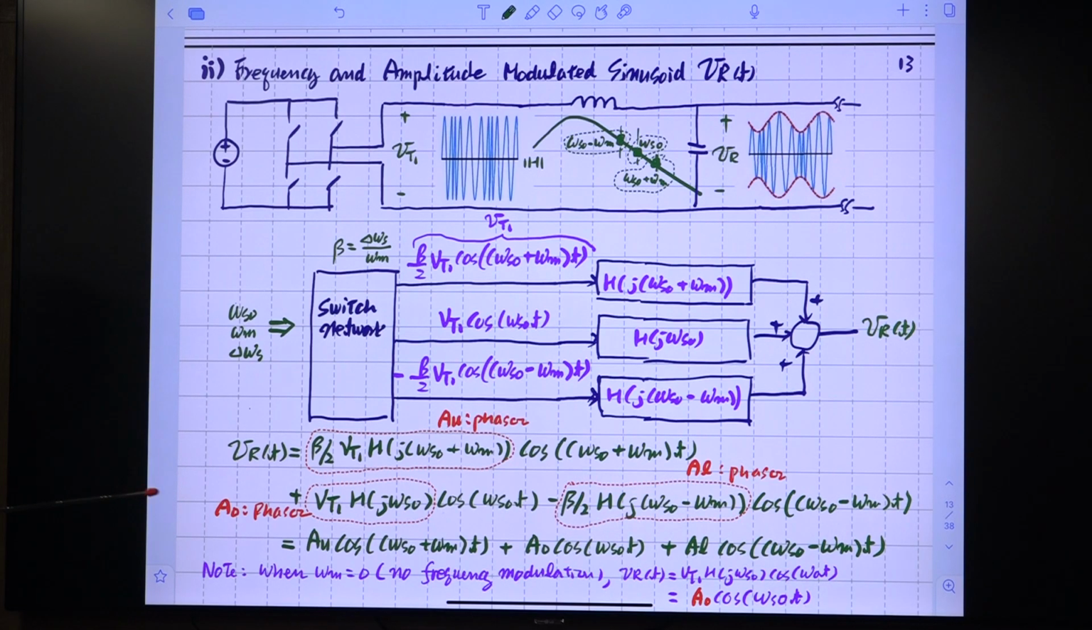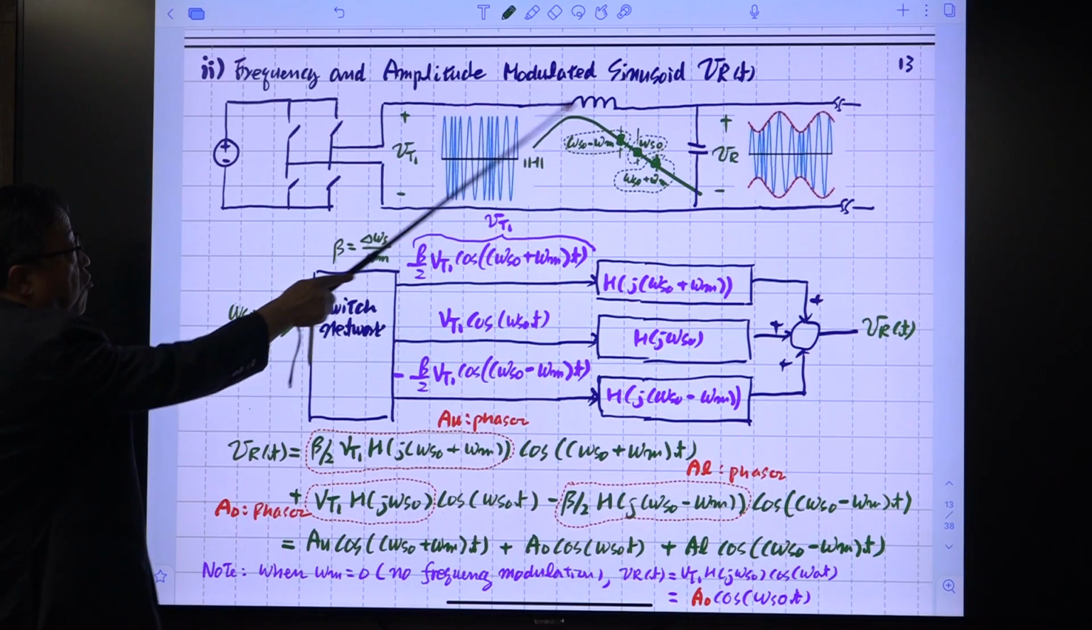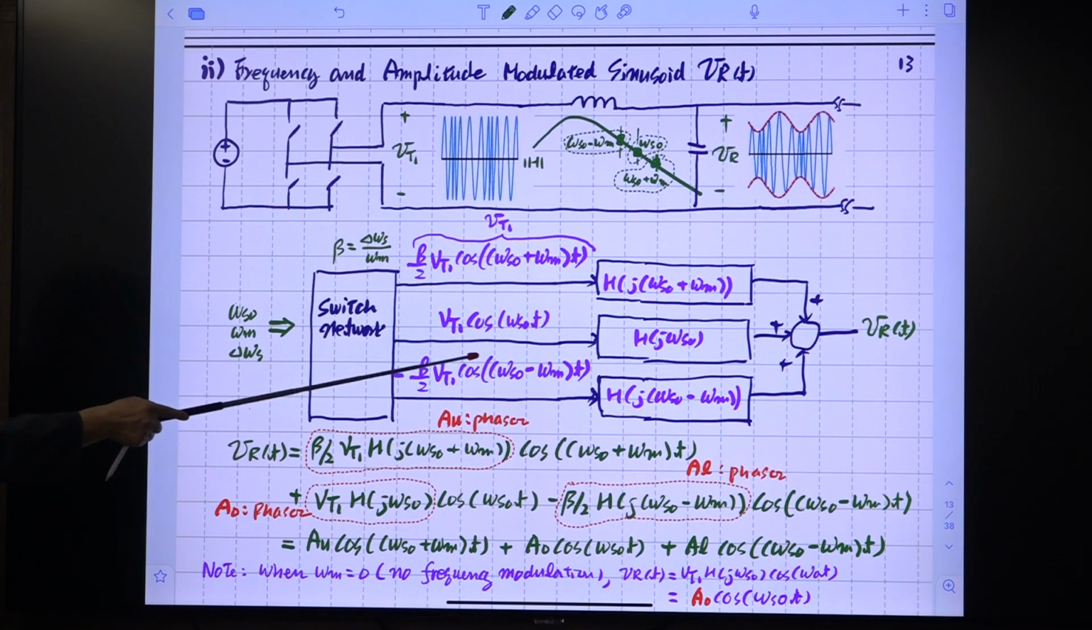All right. And one thing interesting is that A0 is also a phasor. This is H evaluated at this frequency. It has magnitude. The phase is not shown here, but it has phase characteristics.